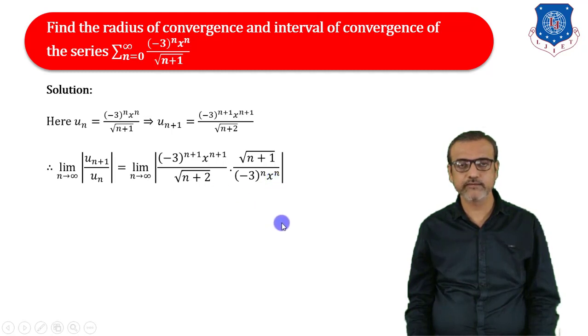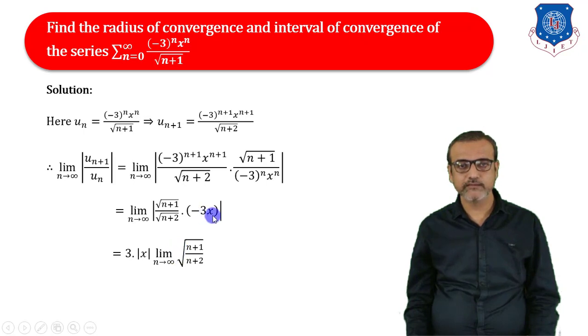Now we have to simplify this result. So this is equal to limit n tends to infinity. This root n plus 1 upon root n plus 2 will be as it is. Now x raised to n will cancel out, so we will have x raised to 1 only, and (minus 3) raised to n will cancel out. We will have (minus 3) raised to 1, it means minus 3 only. Now modulus of minus 3x will become 3 into modulus of x, which is not a function of n. So writing this as 3 into mod x into limit n tends to infinity square root of n plus 1 upon n plus 2.